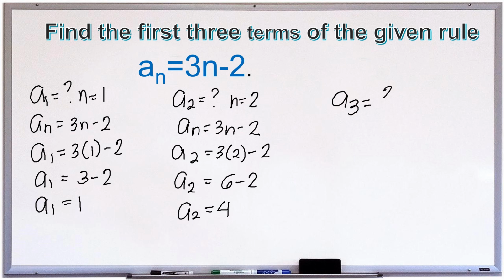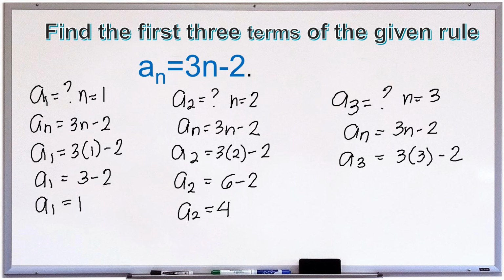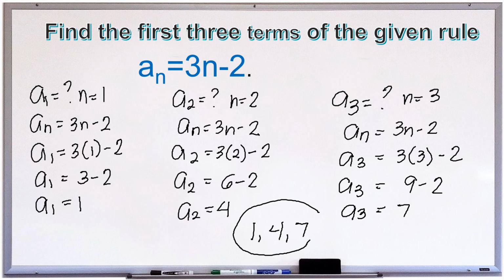Let's have a sub 3. n will be equal to 3. Substitute the value of n, which is 3, to our given equation. A sub n is equal to 3n minus 2. A sub 3 is equal to 3 times 3 minus 2. 3 times 3 is 9, minus 2. A sub 3 is equal to 9 minus 2 is 7. Therefore, the first 3 terms of the given rule are 1, 4, and then 7.